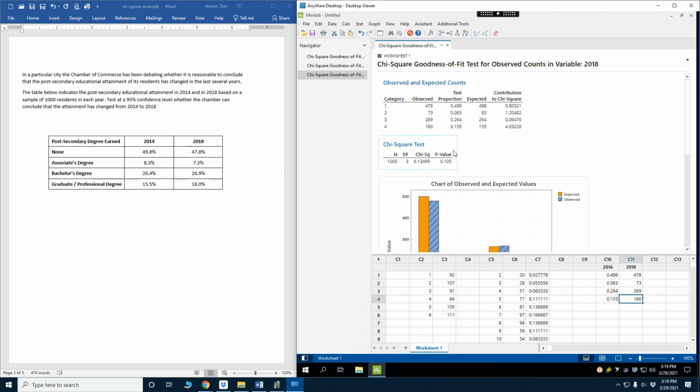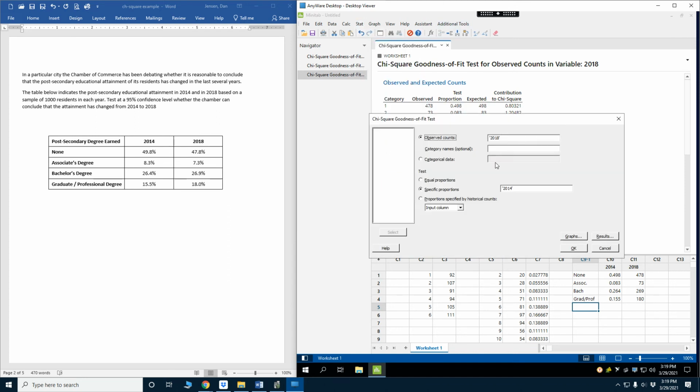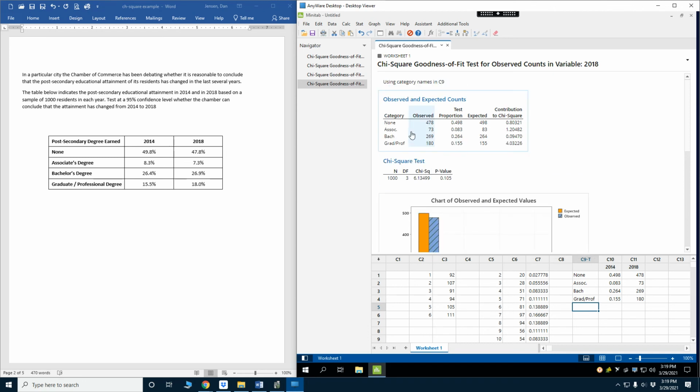Okay. Before I get into all of this, let's go back and put those names in there. This would be none, associate's degree, bachelor's degree, let's do it this way, and graduate/professional degree. Okay, if you want to be lazy like me and not type the whole title. If I go to Stat now, back to Tables, notice that Minitab saves all of these other settings, but now for my category names, I can select C9, which is where I put those values. Click OK, and now notice instead of category 1, 2, 3, 4, we have none, associate's degree, bachelor's degree, and so on.